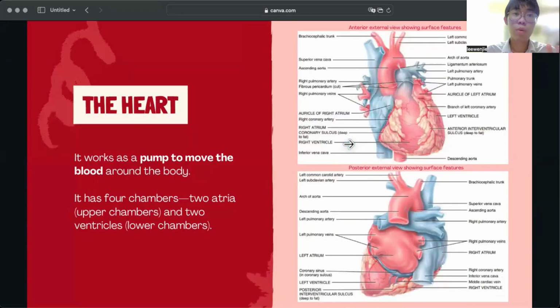Structurally, it has four chambers, two atria and two ventricles. Each chamber has a specific role in ensuring proper circulation.